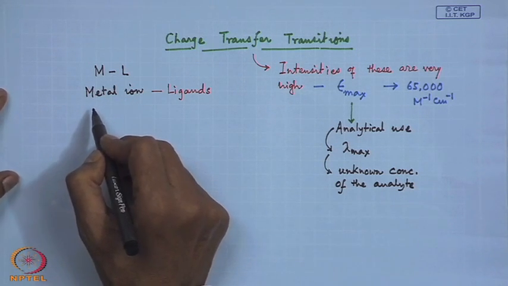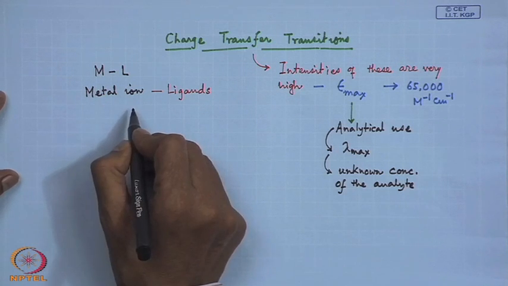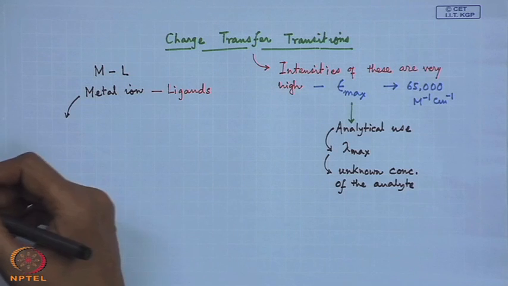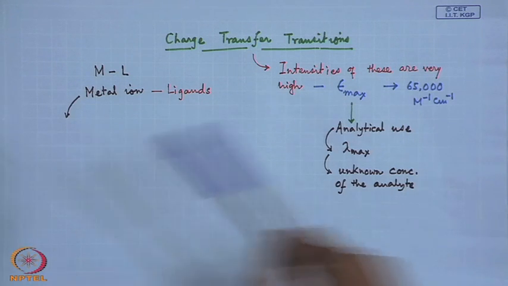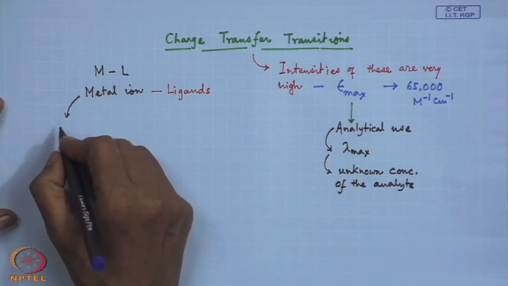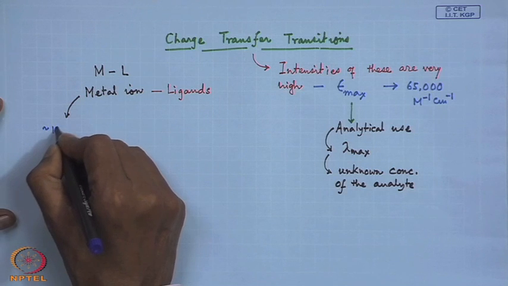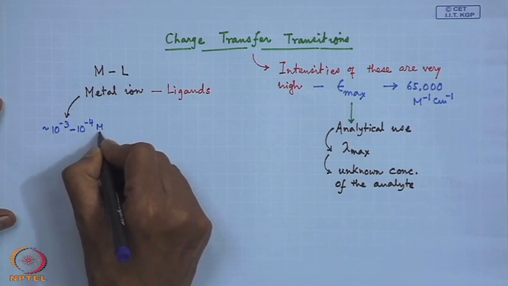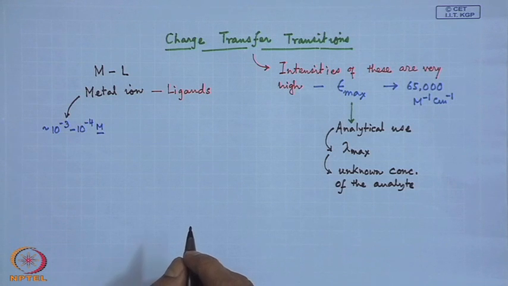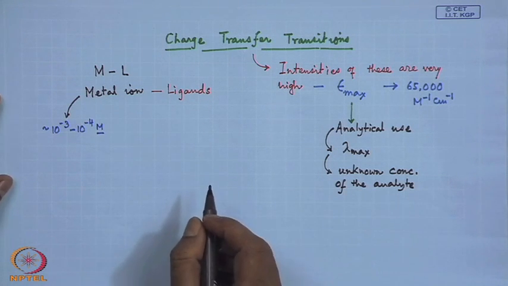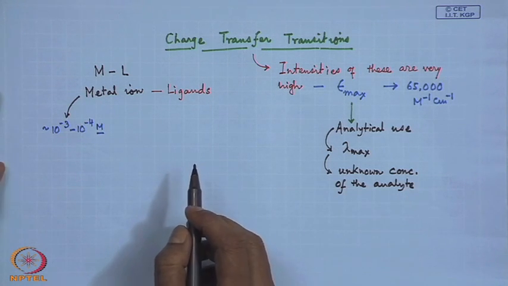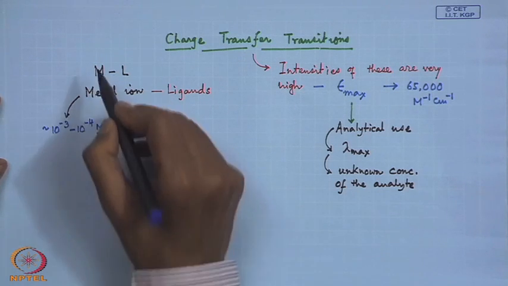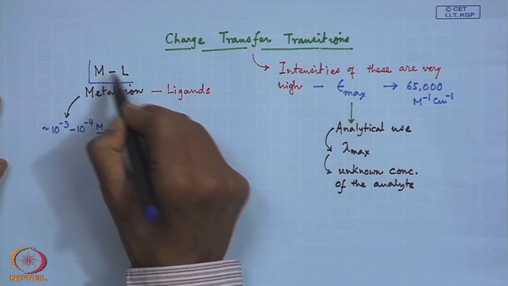So, we are also able to detect the metal ion concentration very nicely, at very low levels, of the order of 10 to the minus 3 to 10 to the minus 4 molar, by monitoring the corresponding charge transfer band.